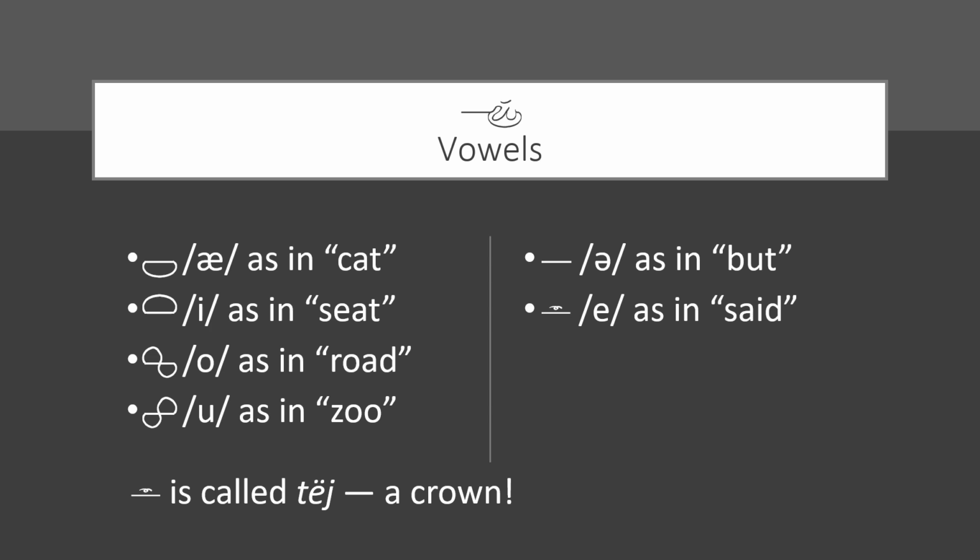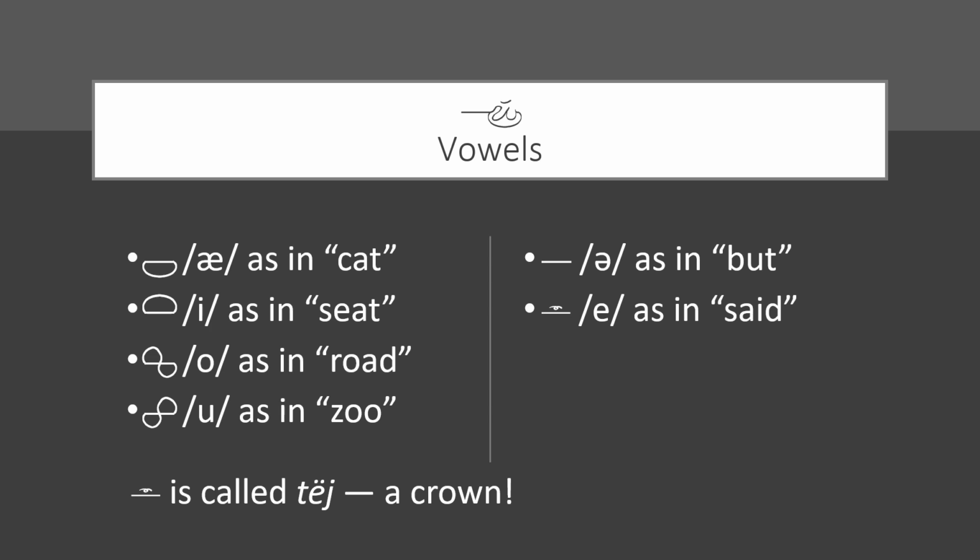There are 6 basic vowels, all of which should be relatively easy to pronounce. They are a as in cat, e as in seat, o similar to road, u as in zoo, a as in but, and e as in said.